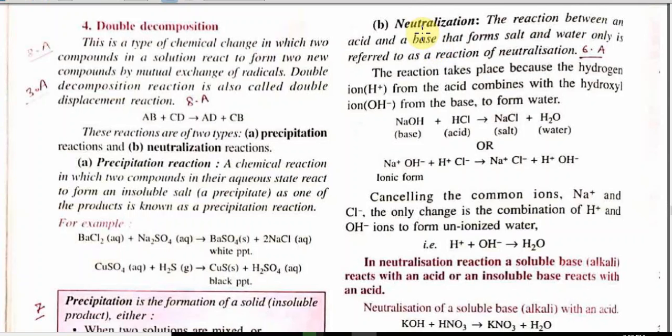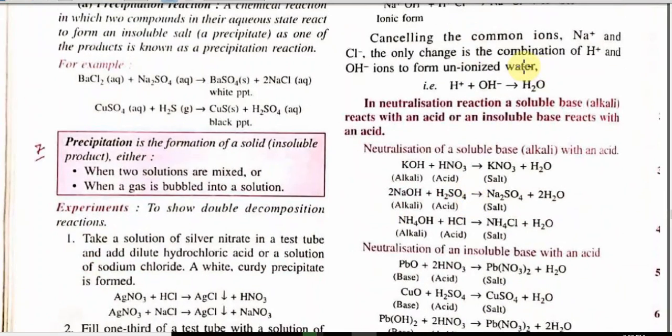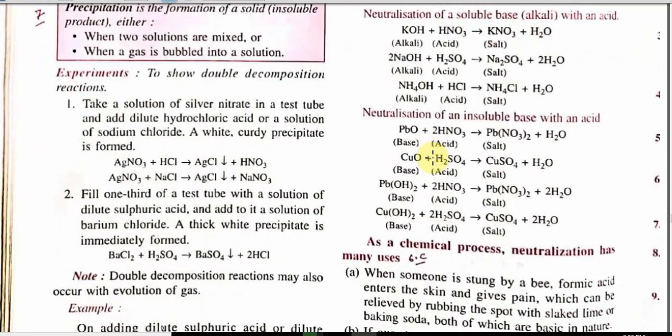Neutralization means acid plus base produces salt and water only. You will also see this neutralization in class 10. This is acid, this is base. After reaction, salt and water only is formed. Cancelling the common ions Na plus and Cl minus, the only change is the combination of H plus and OH minus to produce H2O. Neutralization of a soluble base with an acid is given here. You can see these are alkali and these are acid, and the product is salt and water.